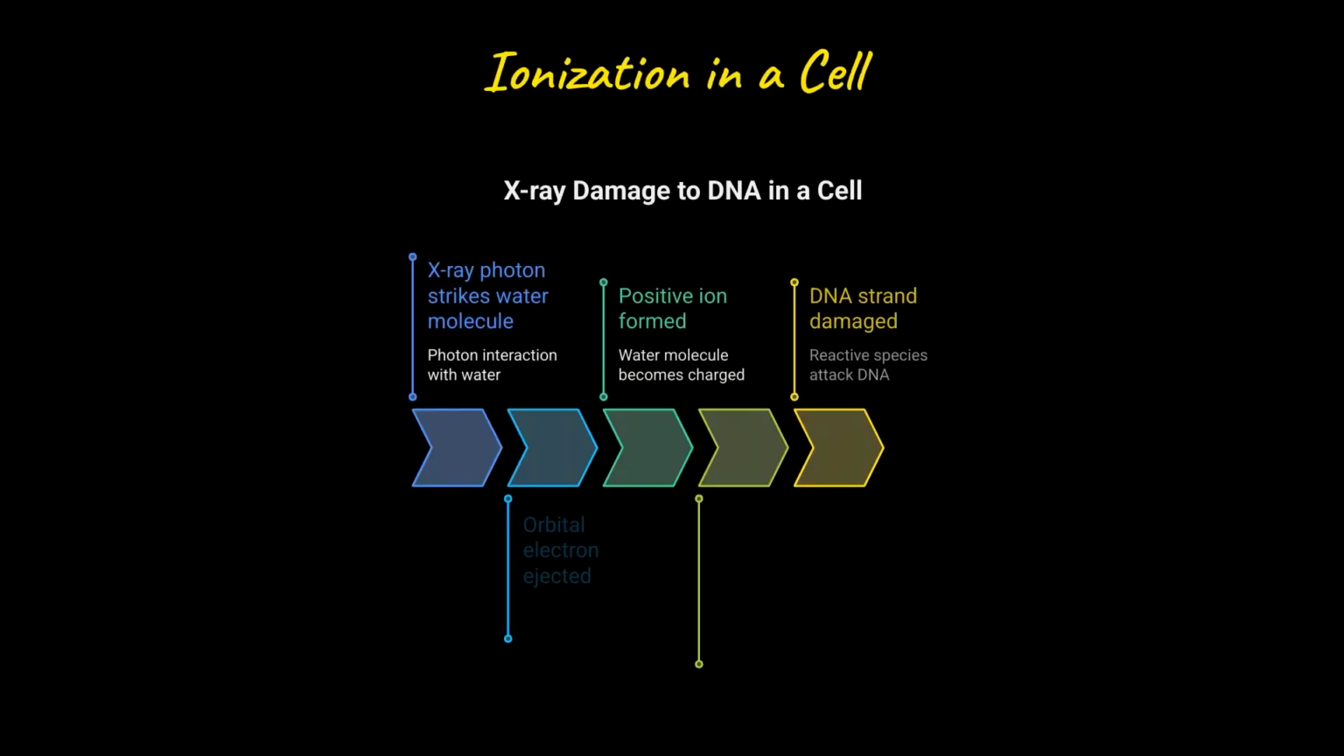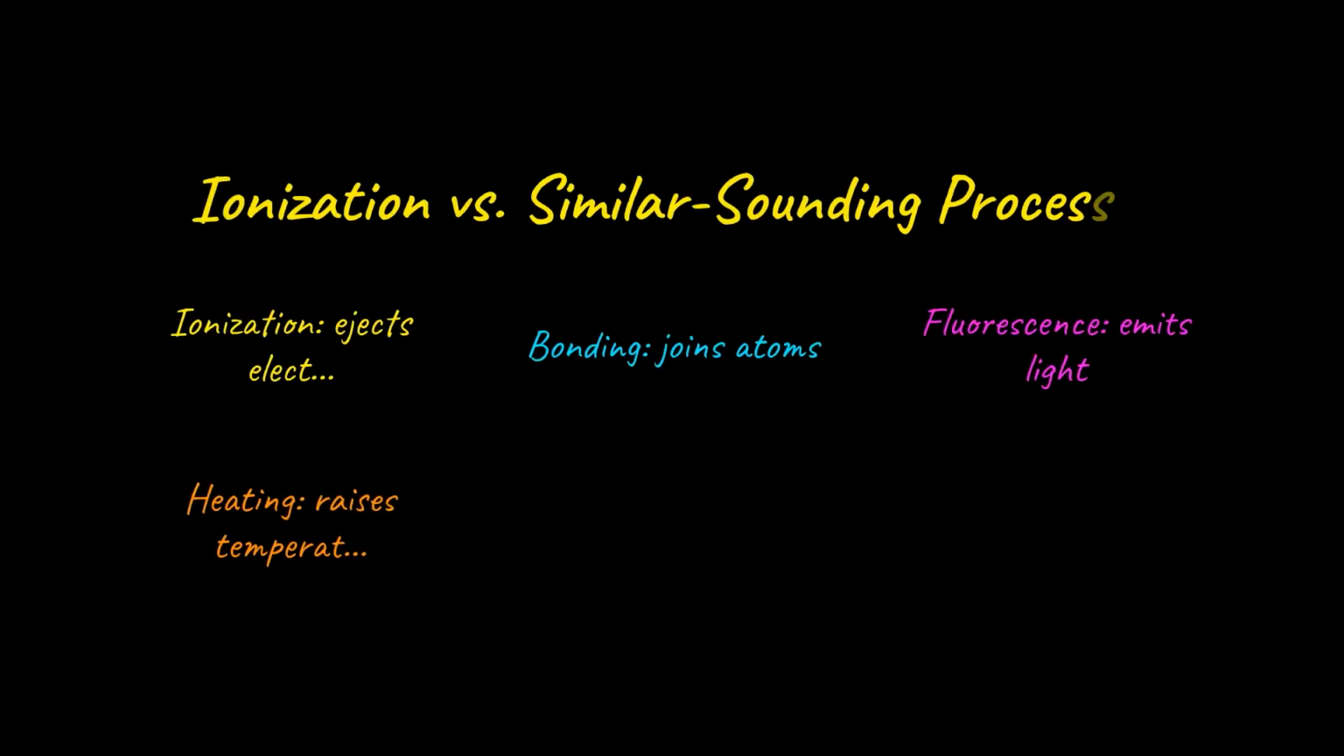Inside living tissue, this plays out around water molecules. A photon ejects an electron from a water molecule, leaving a reactive charged fragment. That fragment attacks neighboring molecules, including genetic material, setting a small cascade of chemical injury in motion long after the original photon is gone. Ionization is easy to confuse with other things energy can do to matter.